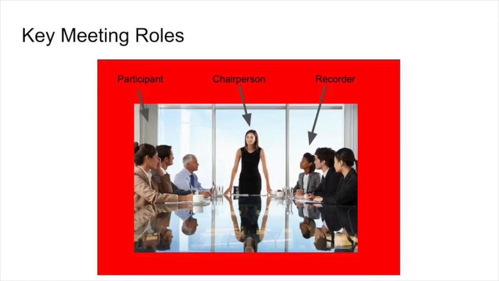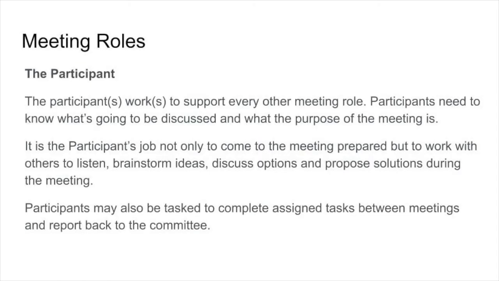The third role, as I say, is the participants. The participants work to support every other meeting role. Participants need to know what's going on and come prepared to have an educated discussion in the meeting. It's the participants' job not only to come to the meeting prepared, but to work with others and listen, brainstorm ideas, discuss options, and propose solutions during the meeting. And the participants can also be tasked with completing assigned tasks between the meetings. So, okay, Paul, you're going to be responsible for doing this. Report back to us next meeting on this.